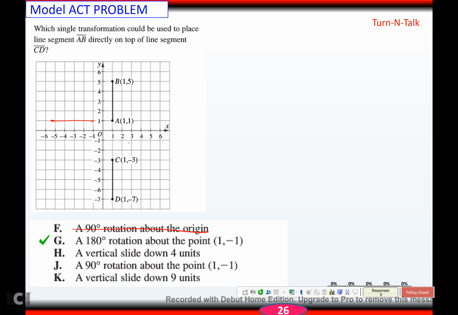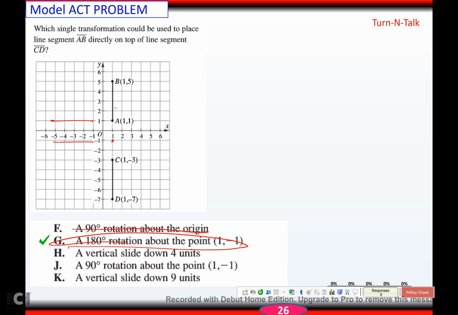Actually, I don't even know what that would look like. G says 180 rotation at about the point (1, -1). So if I do (1, -1) and rotate around, going this way would be here, and then coming down would be here. Because that's 1, 2 away, so 2 away here, and then 2 away here would be below. So that's your 180 degrees rotation.